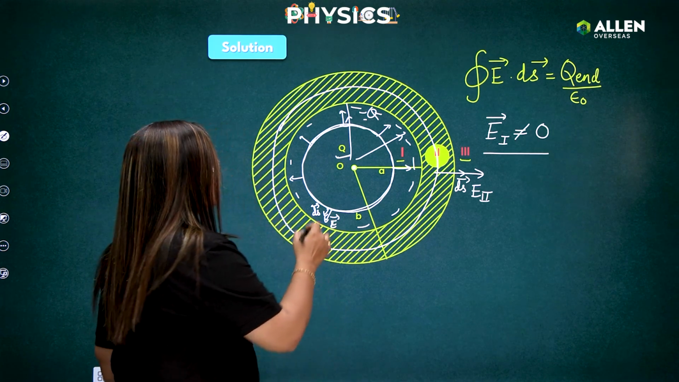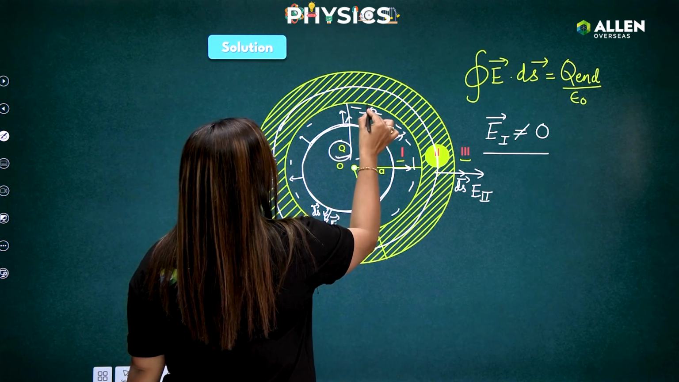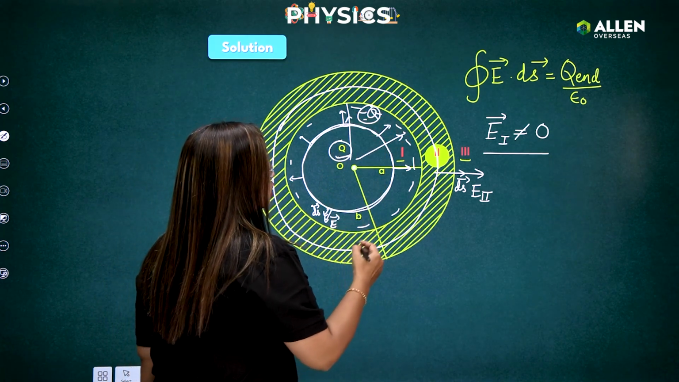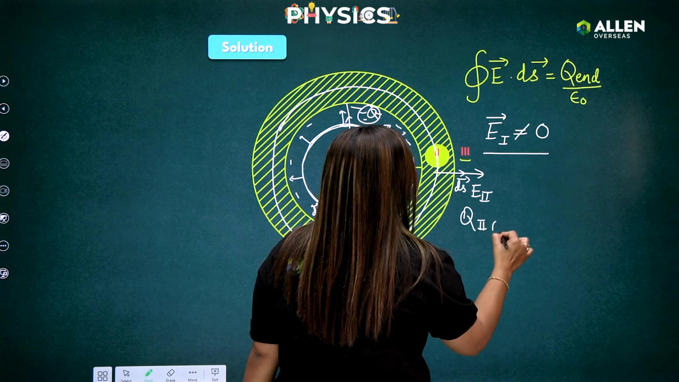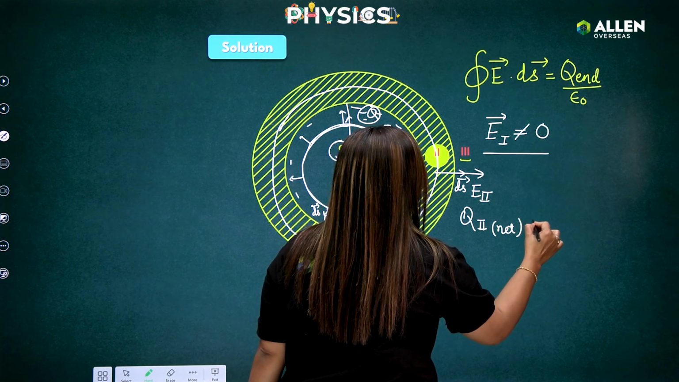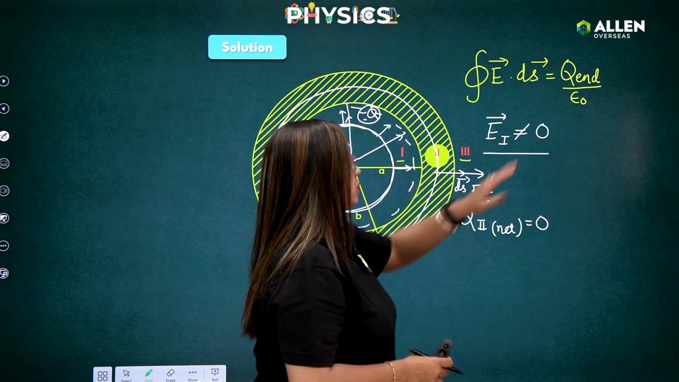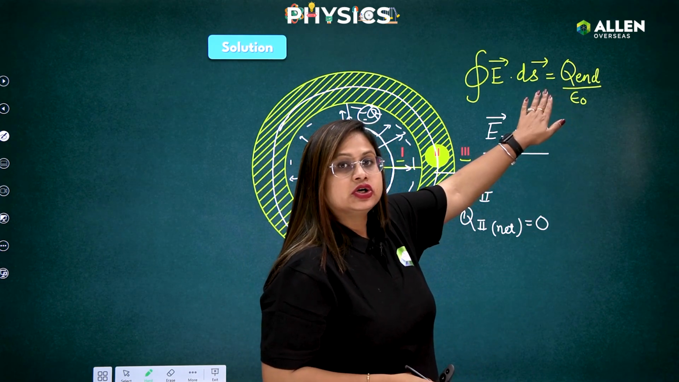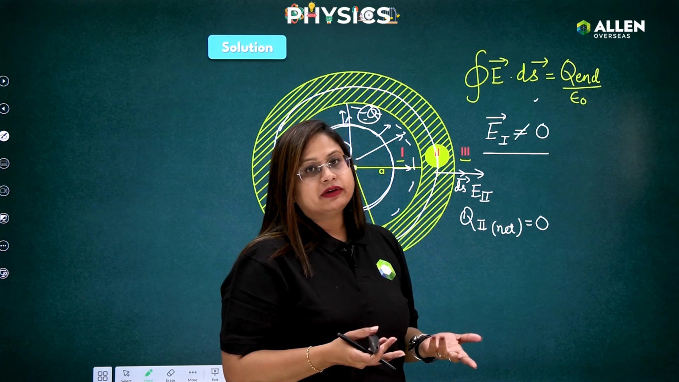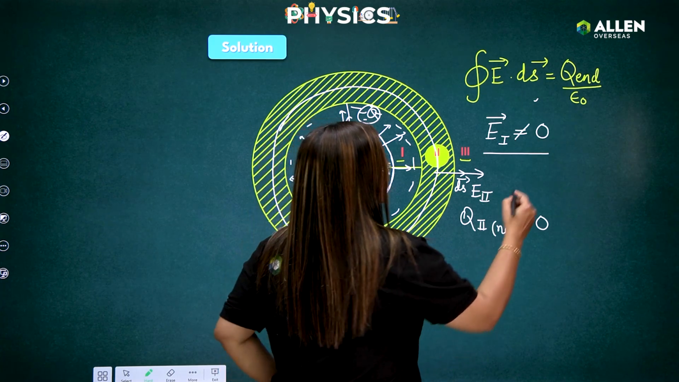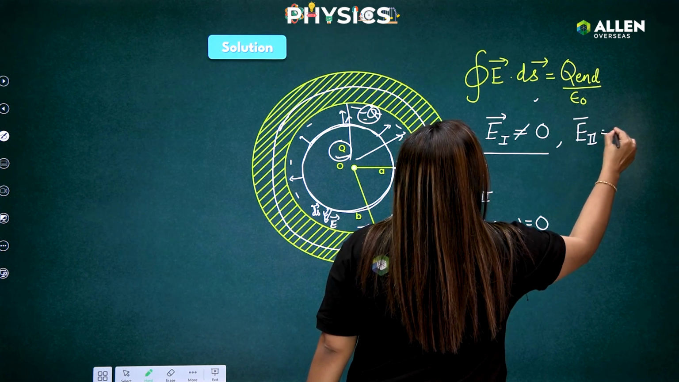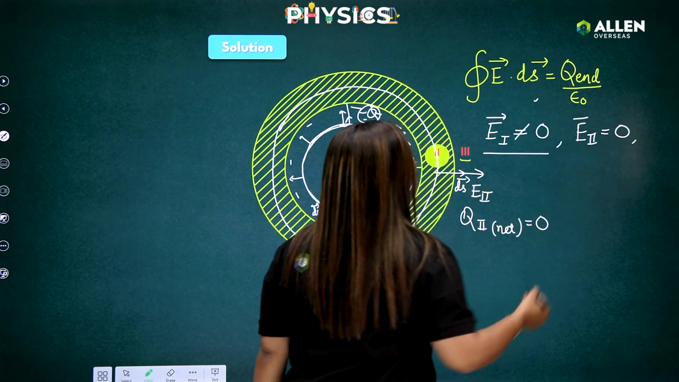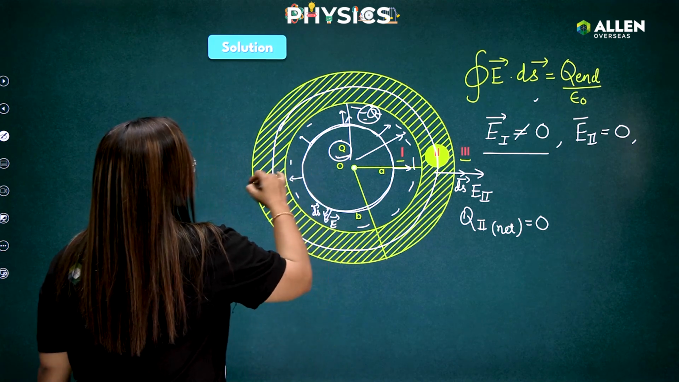We can say here this is plus q and the induced charge is minus q. So in this region, the net charge enclosed in the second region is equal to 0. If this q enclosed expression is equal to 0, then definitely the electric field will be equal to 0. So we get the second part equal to 0. Now coming to the third part.